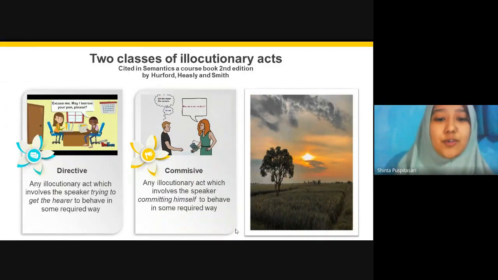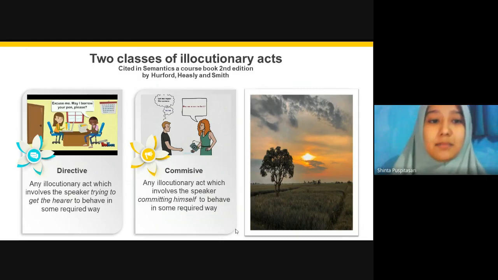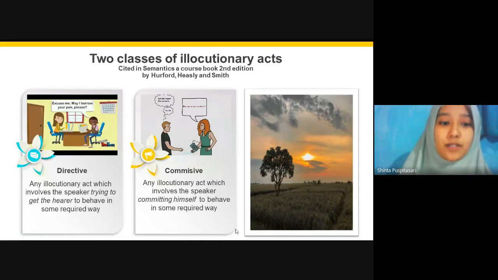I will introduce two major types or classes of illocutionary act, namely directive and commissive. Directive: any illocutionary act which involves the speaker trying to get the hearer to behave in some required way. For example, "Excuse me, may I borrow your pen, please?" So the speaker is trying to get the hearer to behave in some required way or condition.